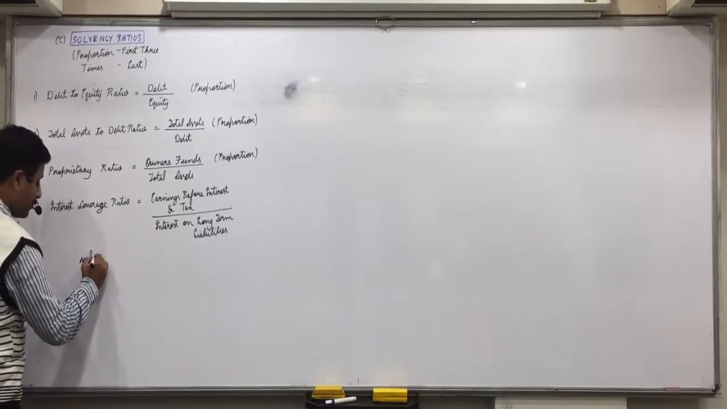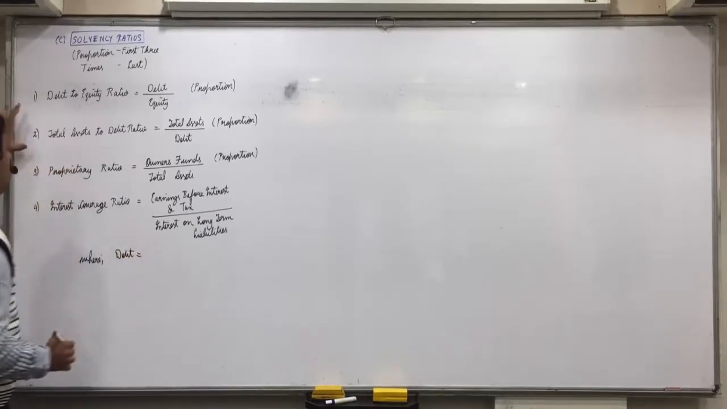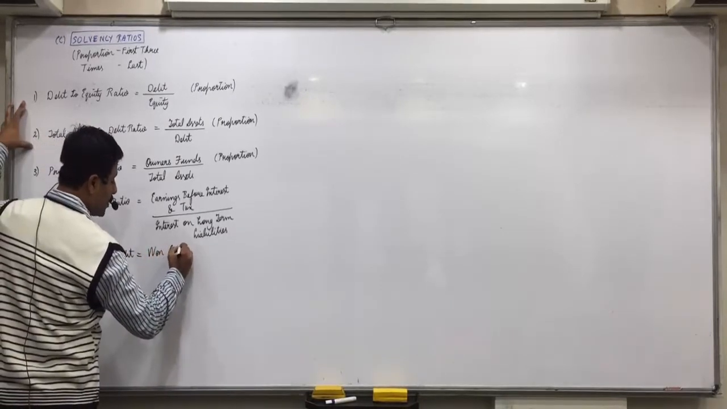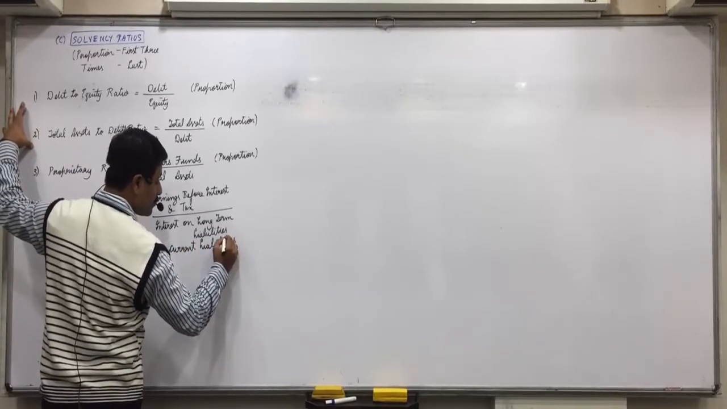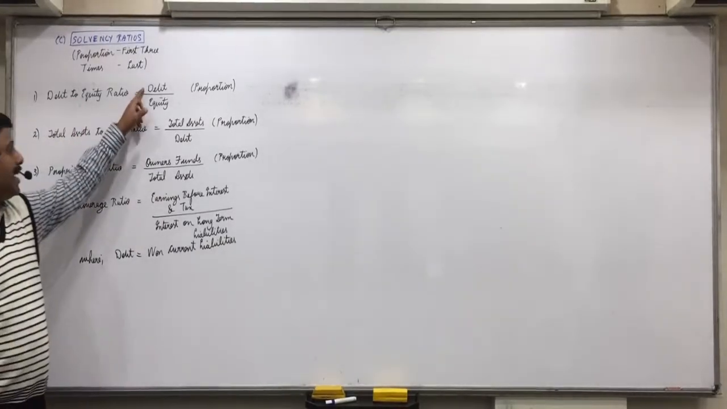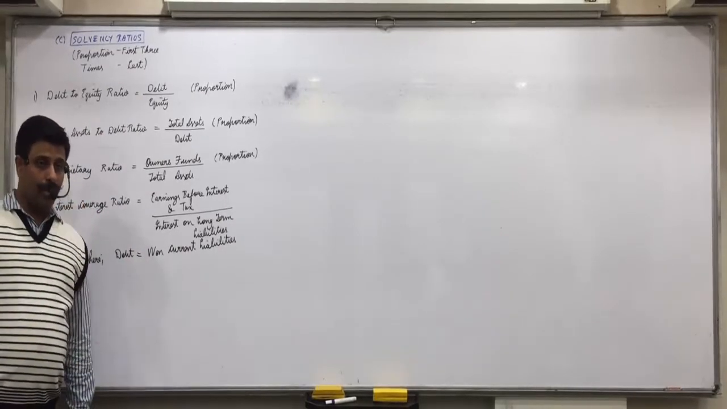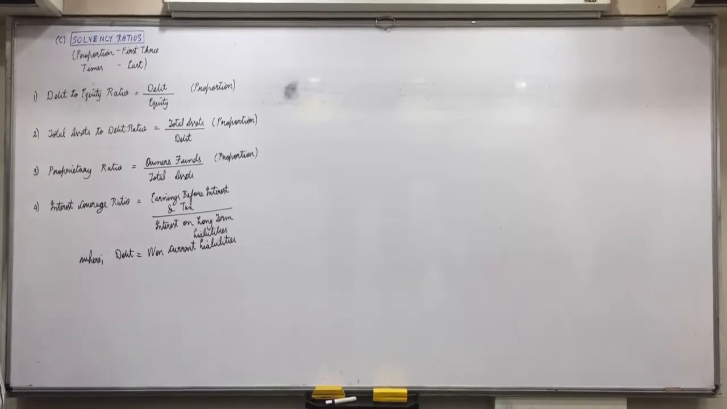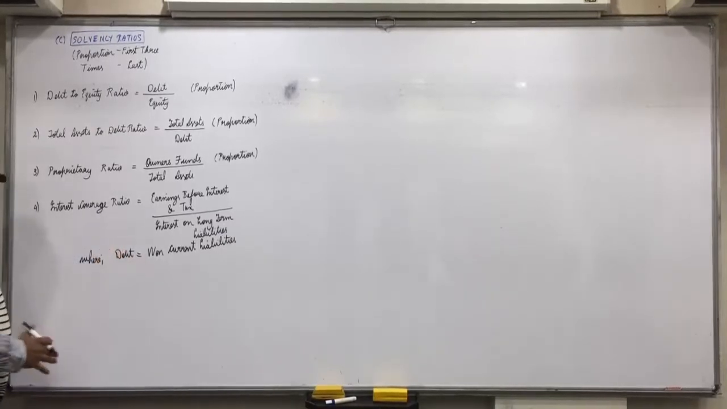Now debt, in first and second formula, both the formulas, debt will be non-current liabilities. That three things, LOL. Okay, long-term borrowings, other long-term liabilities and long-term provisions. All that will come in debt. Is everyone clear with this?